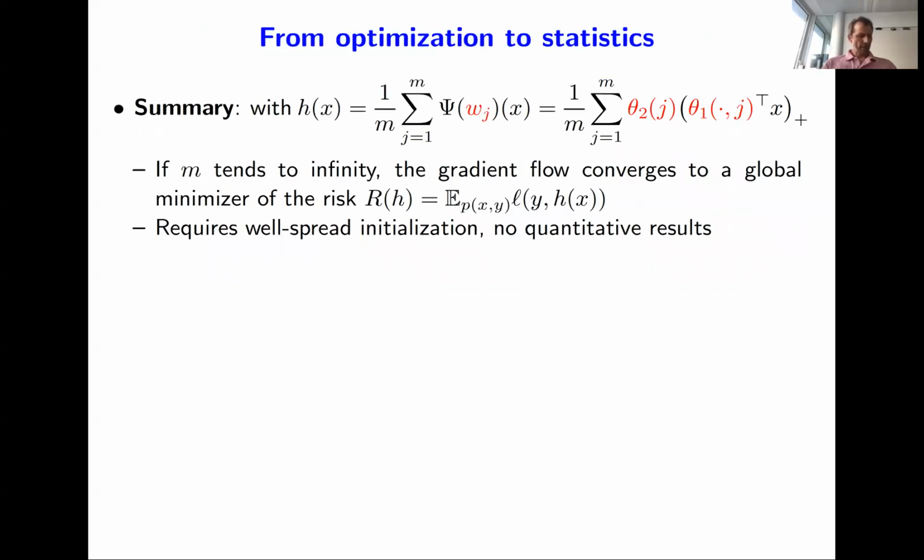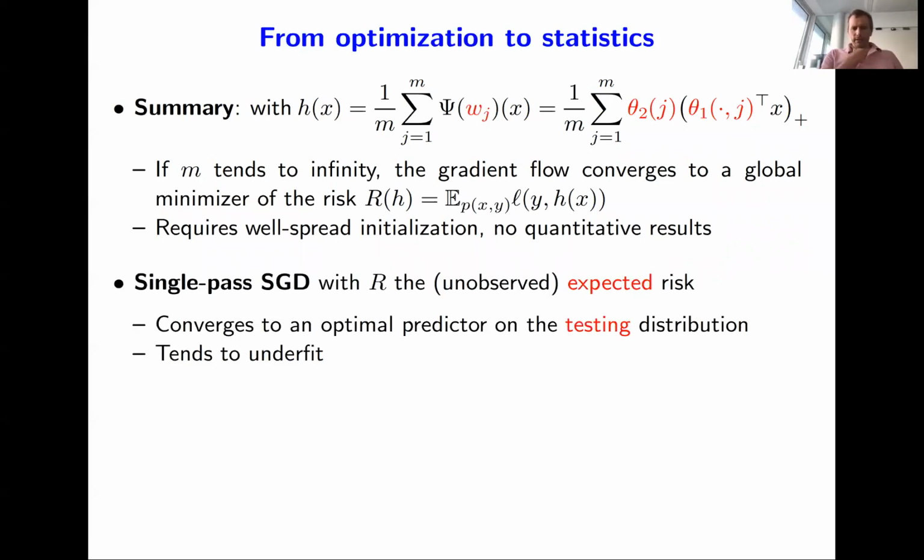All right, so this is a summary of what we have seen so far. If you do neural networks, for example ReLU type of things, then if the number of neurons tends to infinity, the gradient flow does converge to the global optimum of the risk, which is good. Okay, so what we need is a well-spread initialization, and again, there are no quantitative results.